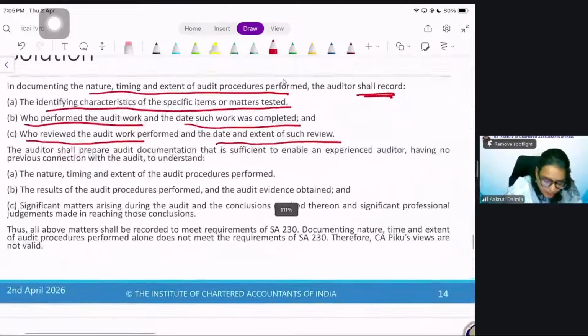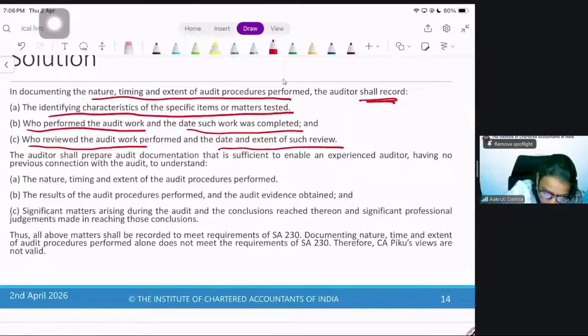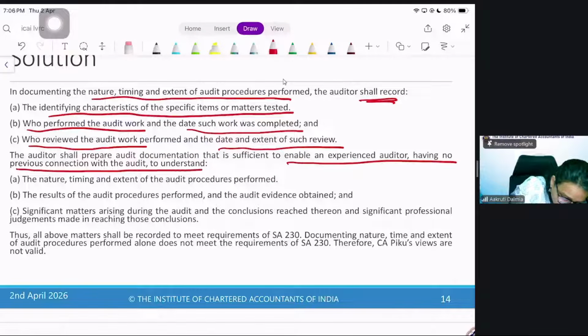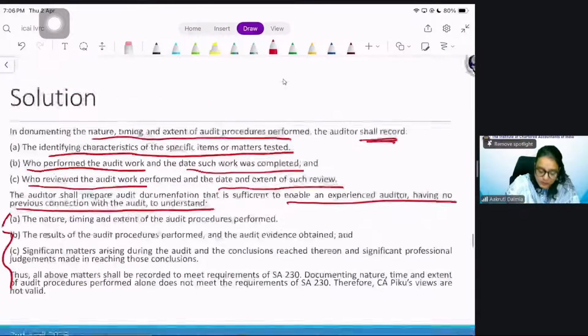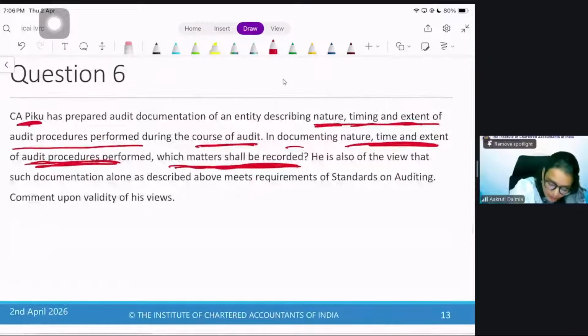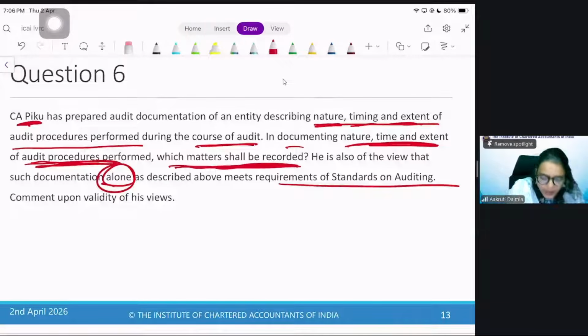The auditor shall prepare documentation that is sufficient to enable an experienced auditor having no previous connection with the audit to understand this. Now why did this answer come? We have seen the answer, but why is this answer written? Because of the second part of the question. He is also of the view that such documentation alone, as described, meets the requirements.